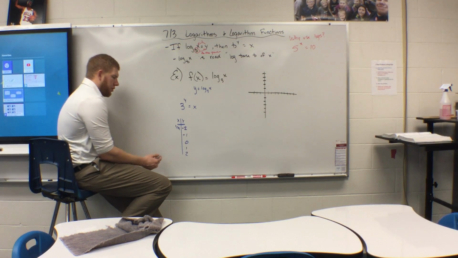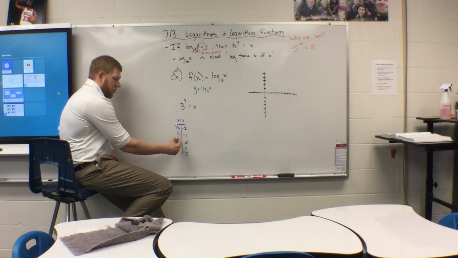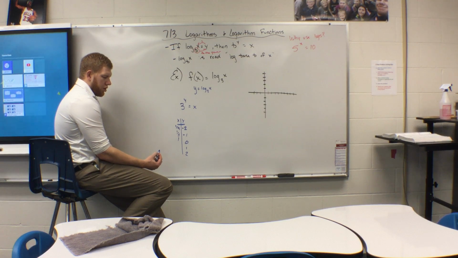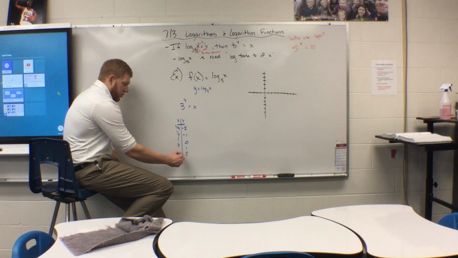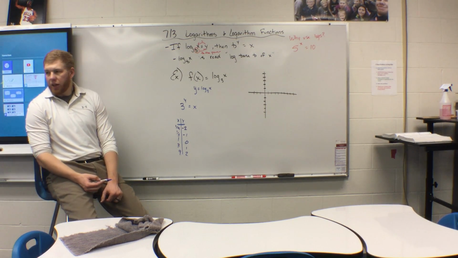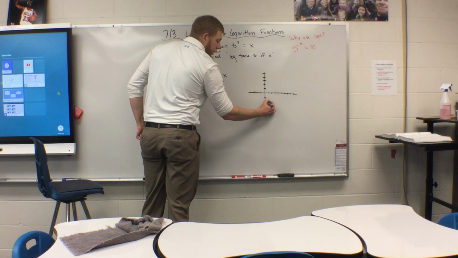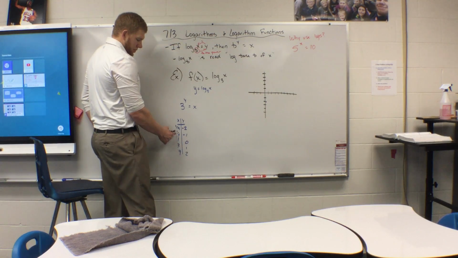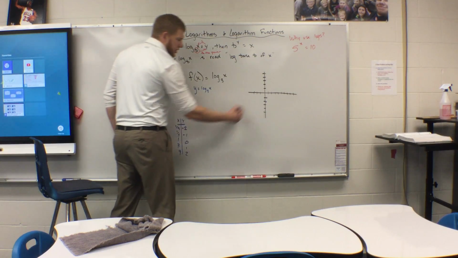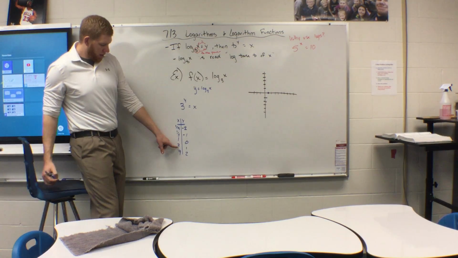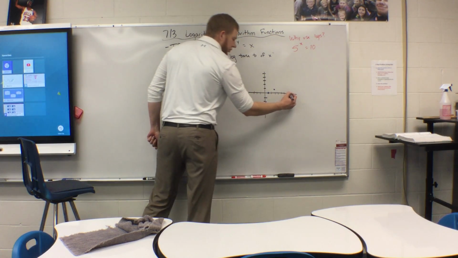3 to the negative 1 is 1/3. 3 to the 0 is 1. 3 to the 1 is 3. 3 squared is 9. So I go through and I plot this: 1/9, -2; 1/3, -1; 1, 0; 3, 1; and 9, 2.